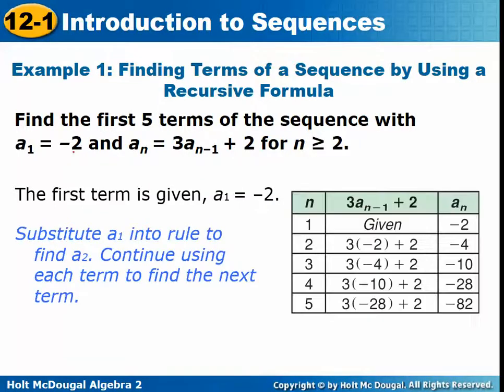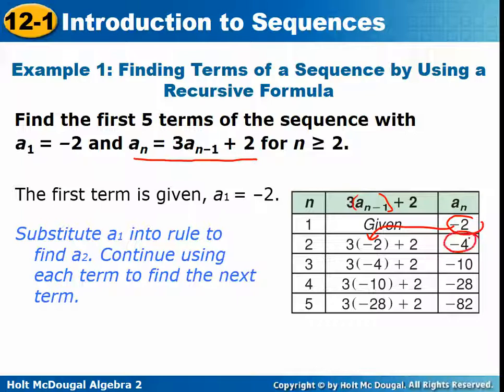Now they give us a pattern to use. It says that a sub n is equal to 3 times the term right before it plus 2, and it works for any value greater than or equal to 2. Now they already gave us what a sub 1 was, so we just plug that in. We can use a table here. The second one, when n is equal to 2, we plug it into this formula. Now what is a sub n minus 1? That's this value, so that goes here. So 3 times -2, that's -6, plus 2 is -4.